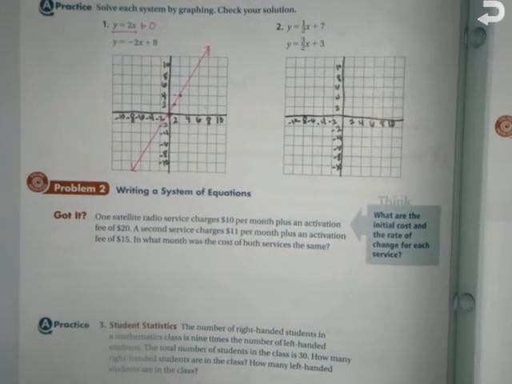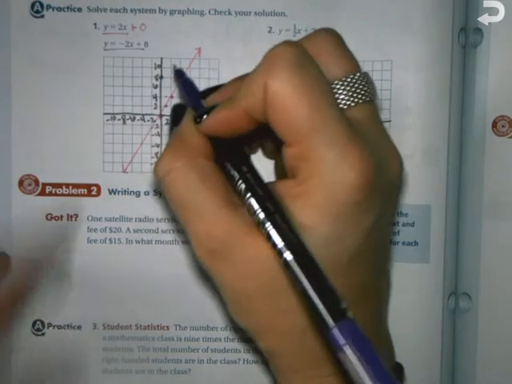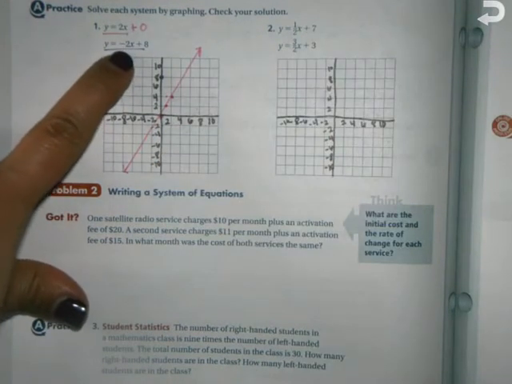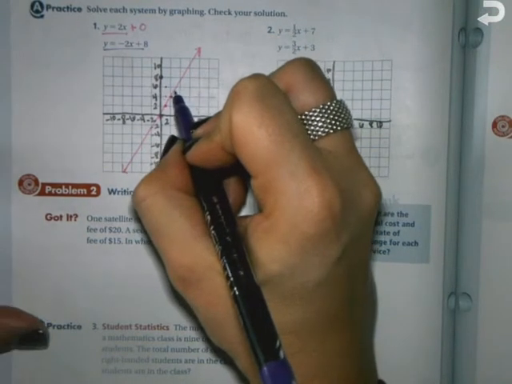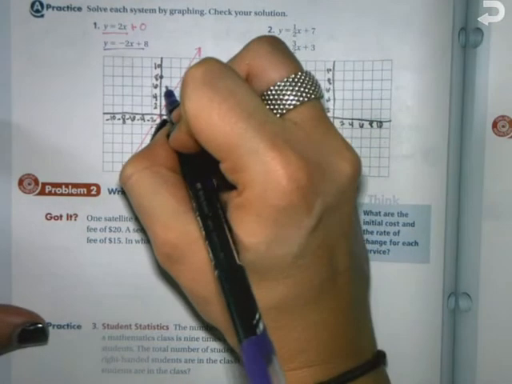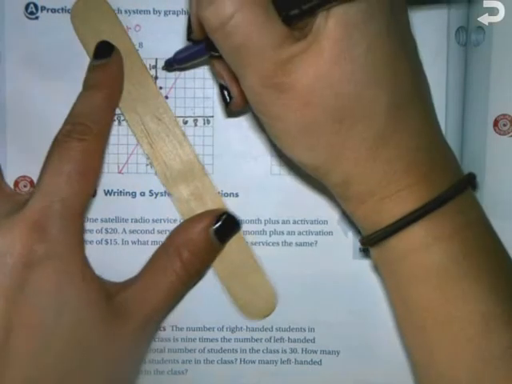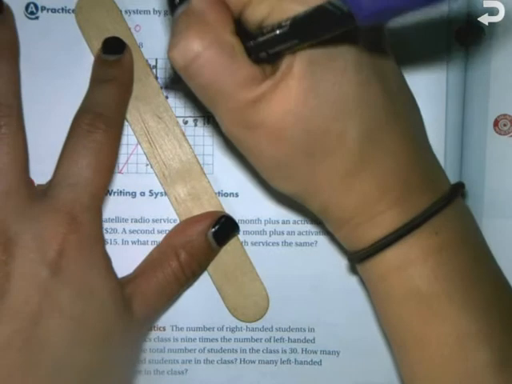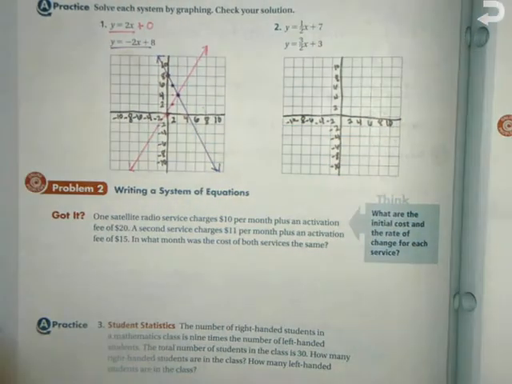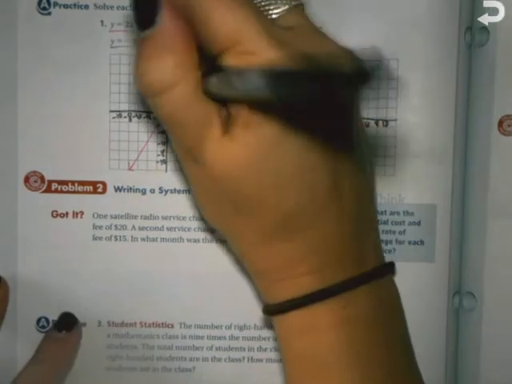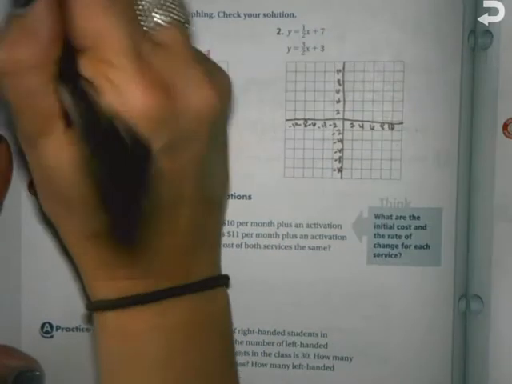Okay, for the second equation, my y-intercept is 8, so 2, 4, 6, 8, and my slope is negative 2 over 1. So that means I'm going to go down 2, right 1. And the same thing, I'm not super confident with my ability to graph right in the middle, so I'm going to do it again. Down 2, right 1. Okay, where do they intersect, guys? At 2, 4. So the solution is the point 2, 4.